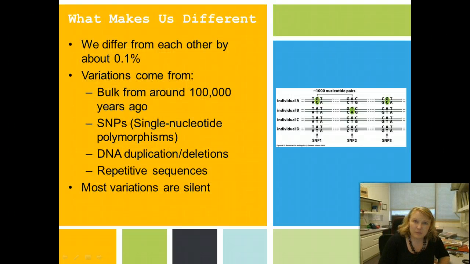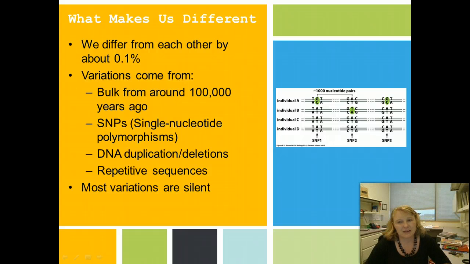But what makes us different from each other? We know we have all these differences from chimps, and from fish, etc. But what makes you and I different? What makes you and your cousin different? We all differ by about 0.1%. And the variations mostly come from about 100,000 years ago, with single nucleotide polymorphisms being the bulk of these changes. So just every once in a while, a base pair change.